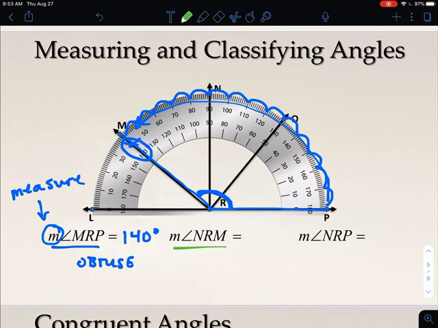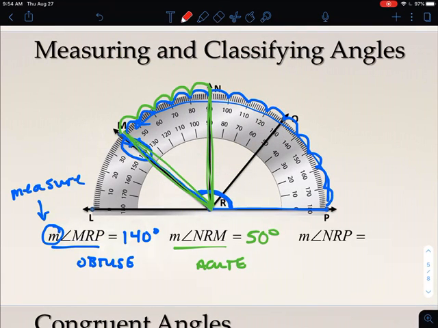For my next angle, angle NRM, if I go N to R to M, now we're talking about this green highlighted angle here. This one doesn't start at the horizontal, so it might be more beneficial to just count from one point to the next. So from N, I go 10, 20, 30, 40, 50. So NRM has a measure of 50 degrees, which is an acute angle.